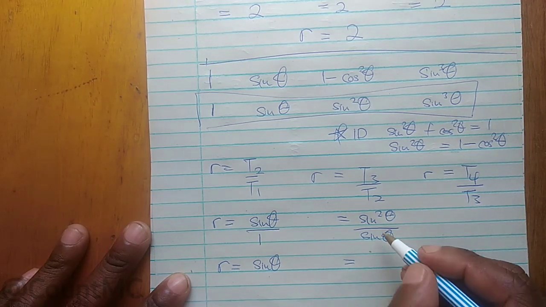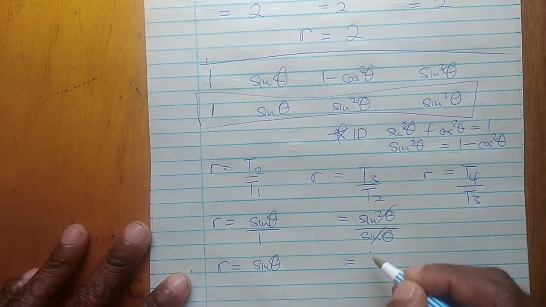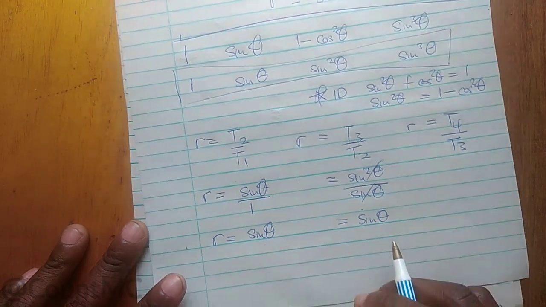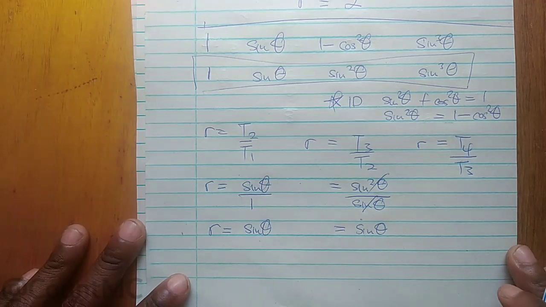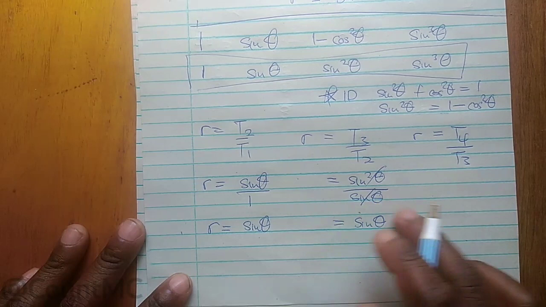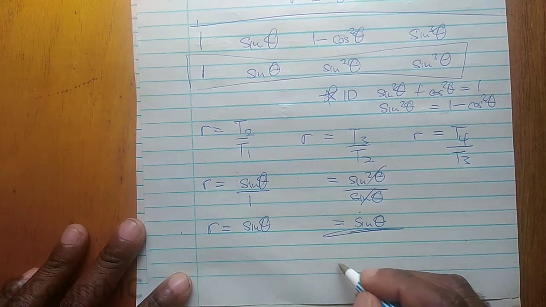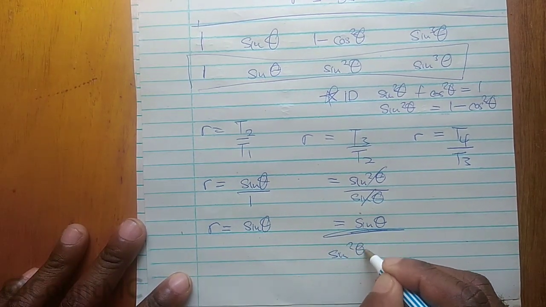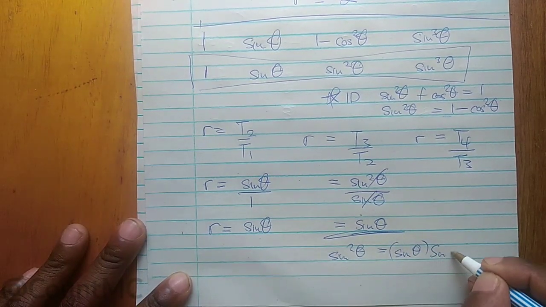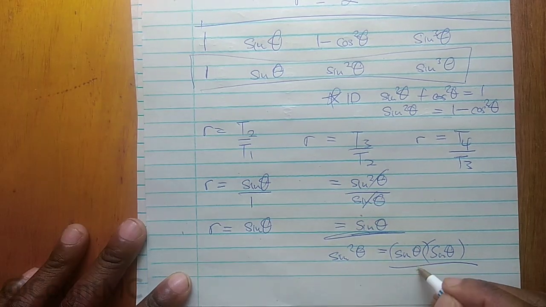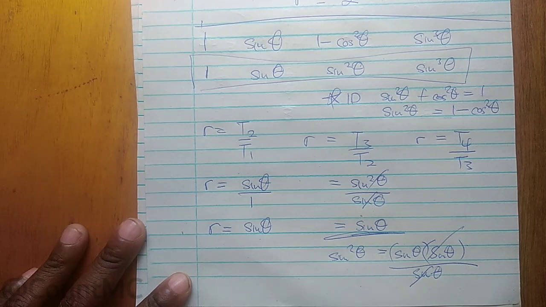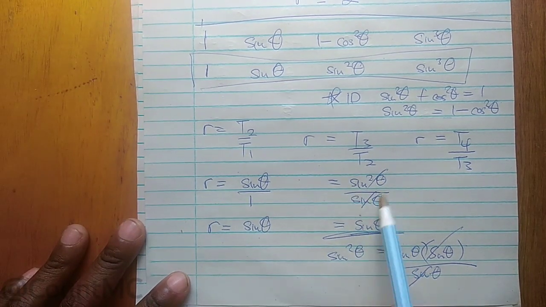This will also just cancel out to sine theta. Okay, I think you also understand this from exponents in grade 11 and grade 10. Sine squared theta is just the same as sine theta times sine theta. And you are dividing by sine theta, so you just cancel these two and you are left with sine theta. That's how we got it.